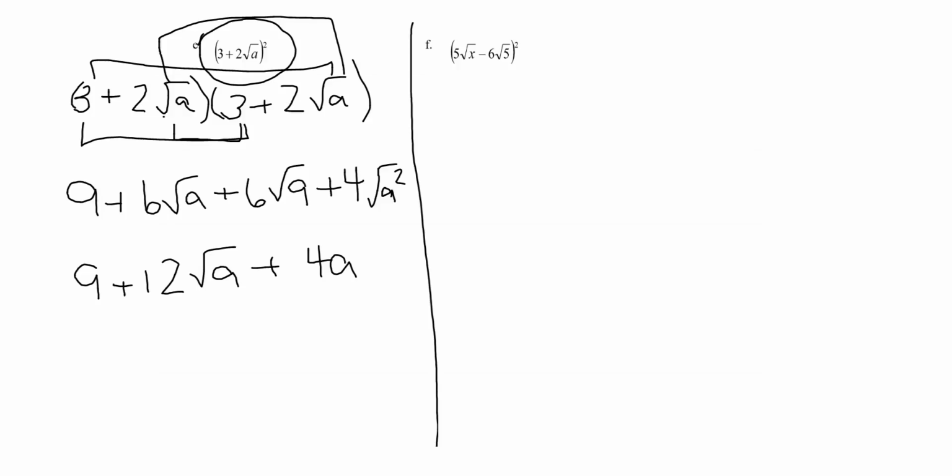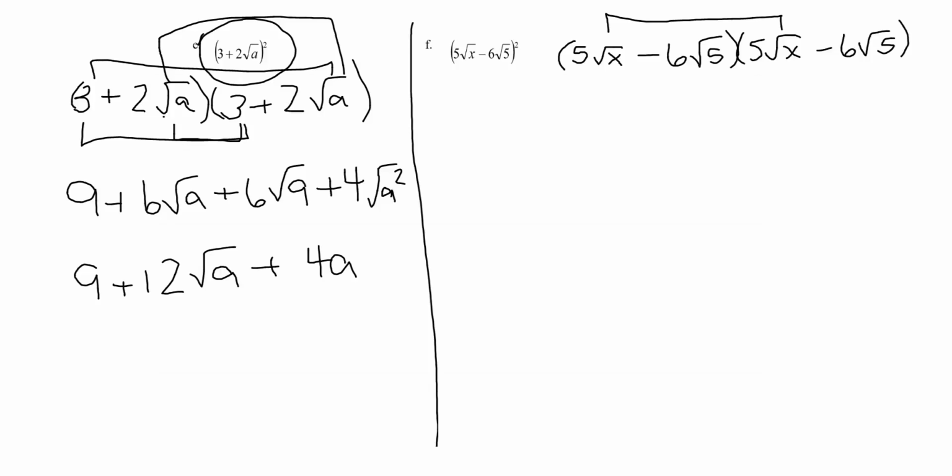All right, and F, our last example, same thing. First thing you're going to do is write out the expression 2 times. All right, and we are going to start off. First, we're going to multiply 5 times the square root of x times 5 square root of x. So we get 25 times the square root of x squared.